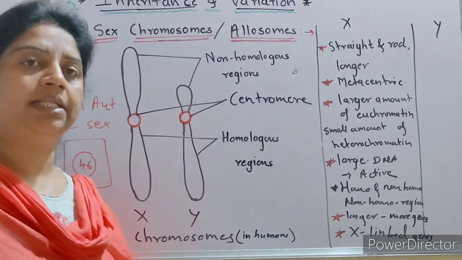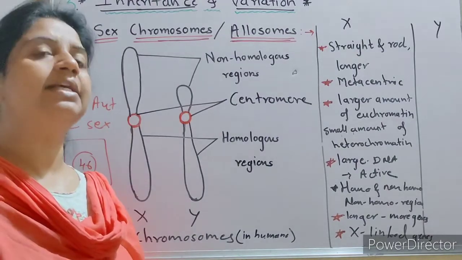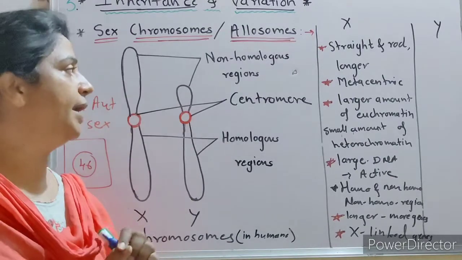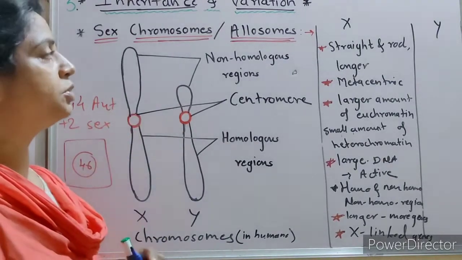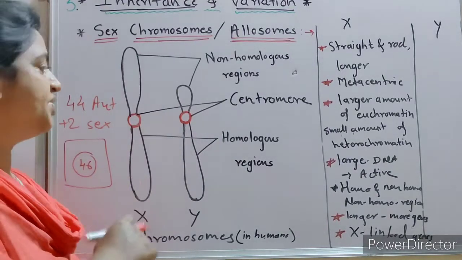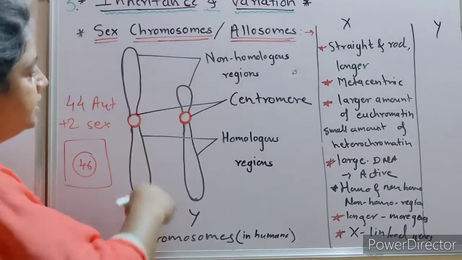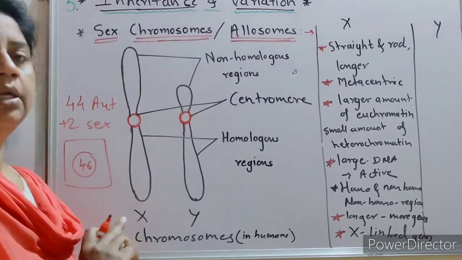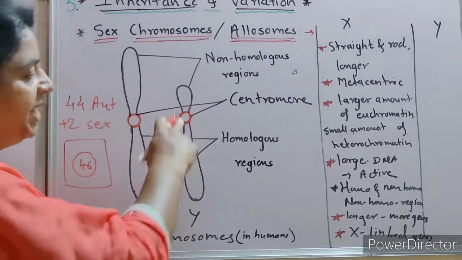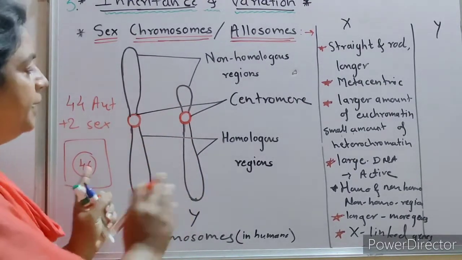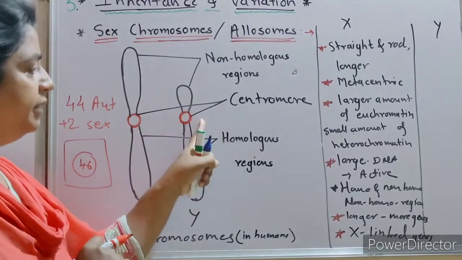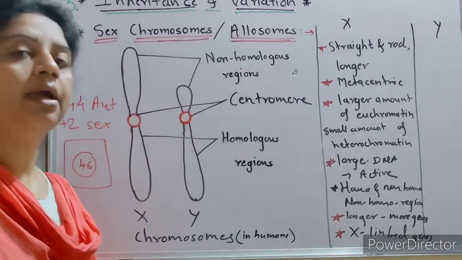These sex chromosomes are of two types. One is X and another is Y. Female has XX and male has XY. Here this X chromosome is longer, rod-like and straight. Y is also straight, long and rod-like, but the types differ: the X chromosome is metacentric and the Y chromosome is acrocentric.